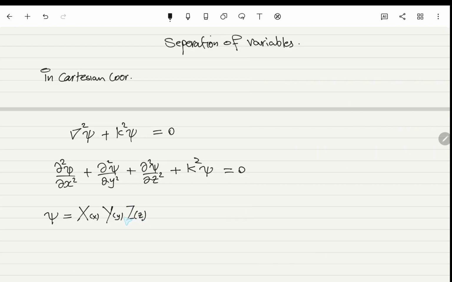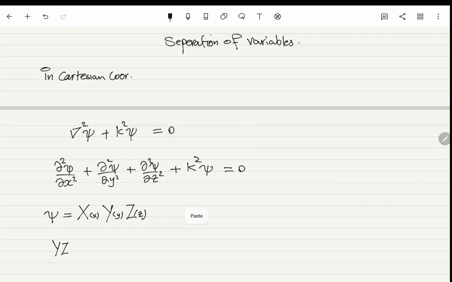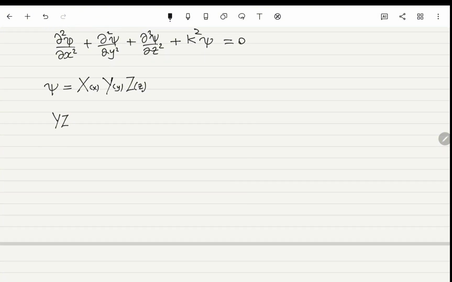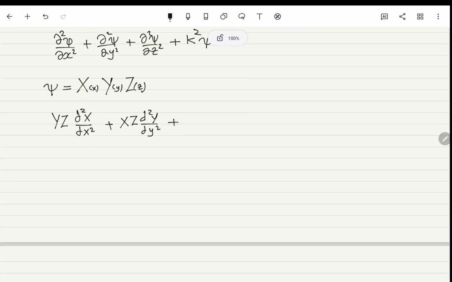Therefore, if we substitute this back in this one here, we will get yz d2x by dx squared plus xz d2y by dy squared plus xy d2z by dz squared plus k squared xyz equal to 0.